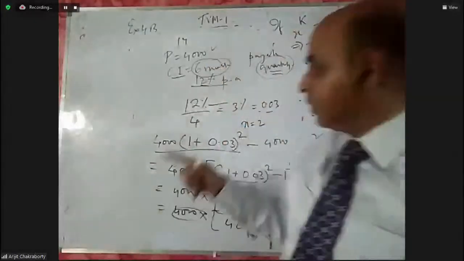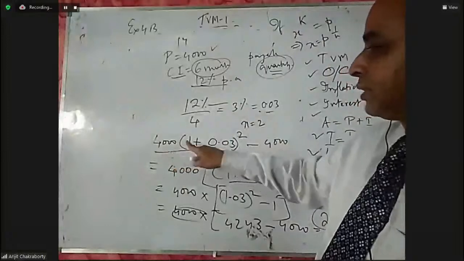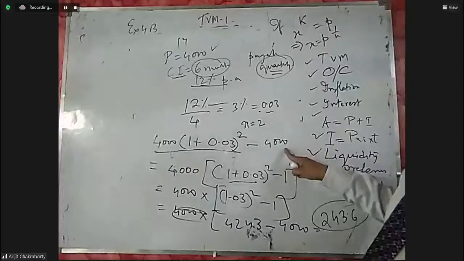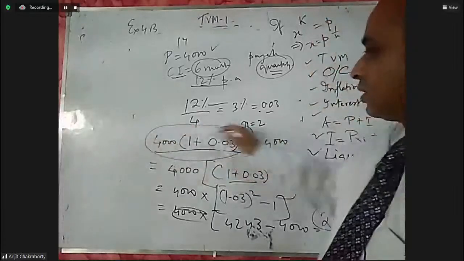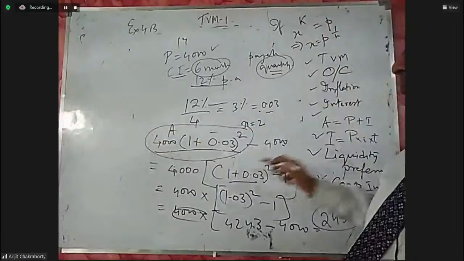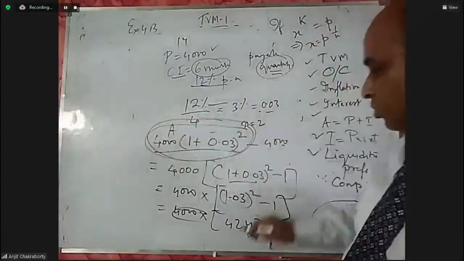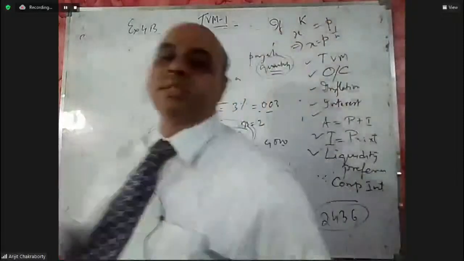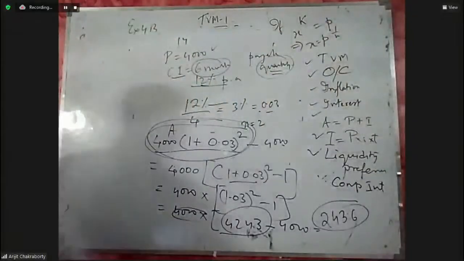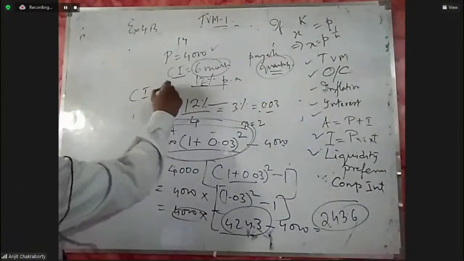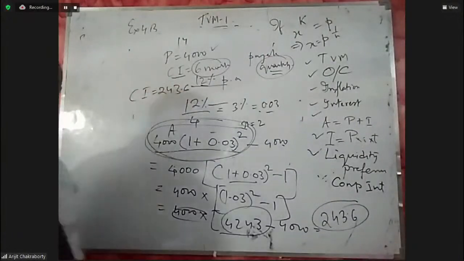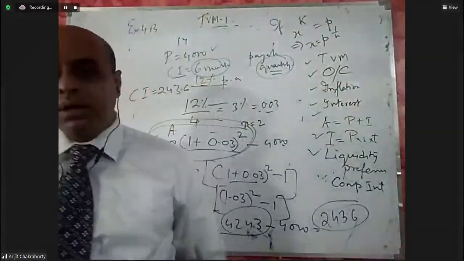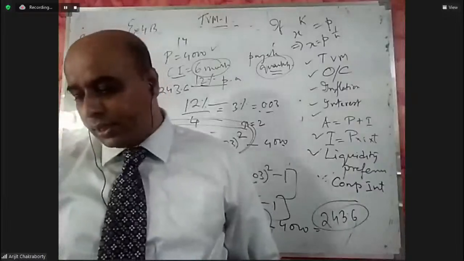So n is 2. So we have put the formula 4,000 into 1 plus 0.03 to the power 2 minus 4,000. So this is the total amount minus the original principal. This total amount comes to 4243. 4243 minus the original principal of 4,000 gives us the compound interest, and the compound interest is 243.6. Right? So, friends, with this, I think we will wind up and we will just check what we have done.